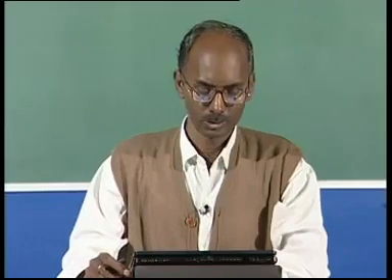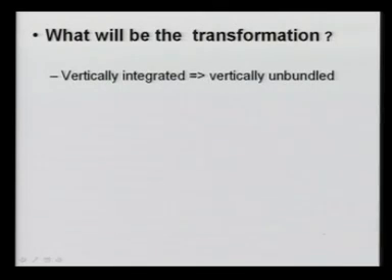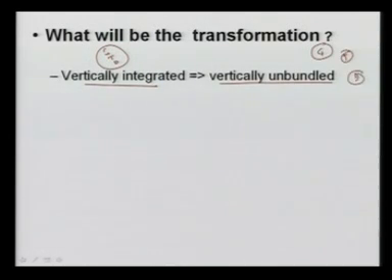Now let us see what will be the transformation. So let us see the various transformations that are taking place due to the deregulation of the electricity sector. First transformation, as we saw: the vertically integrated system, where vertically integrated means generation, transmission and distribution in one hand, has now changed to a vertically unbundled system, where generation, transmission and distribution are three different entities.